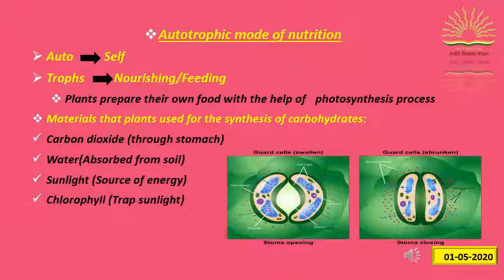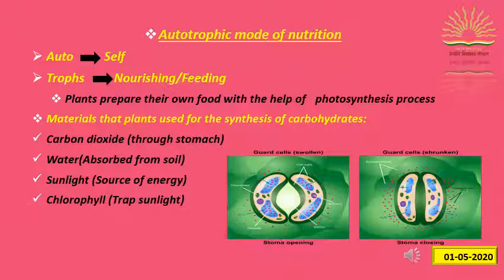Now the question arises, how is sunlight absorbed by the plant? For this, leaves of plants have a special organelle called chloroplast. Chloroplasts have a green pigment called chlorophyll. This chlorophyll traps or absorbs sunlight. So here we can say that plants prepare their food with the help of carbon dioxide, water, sunlight and chlorophyll.